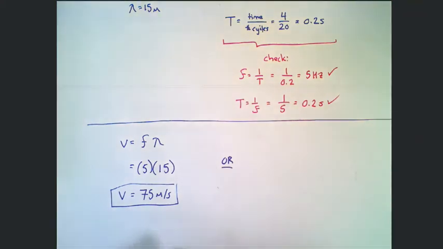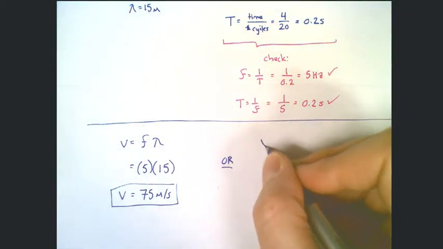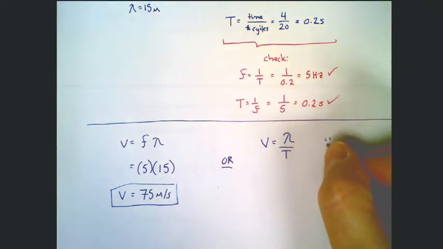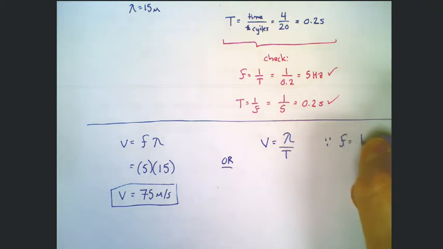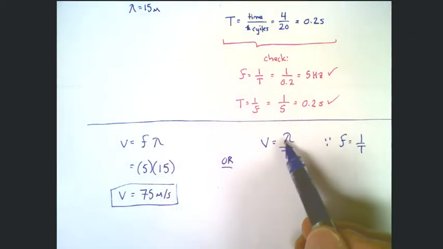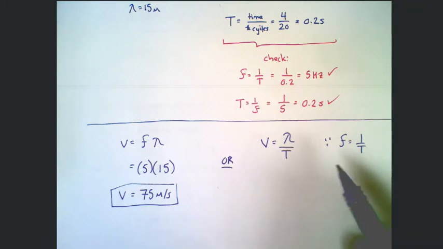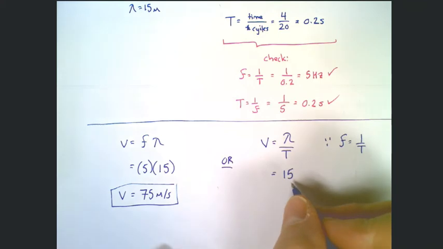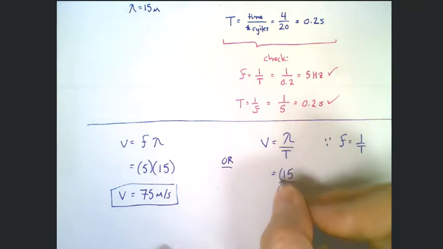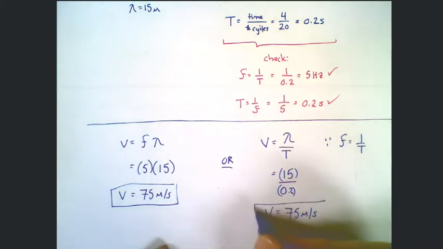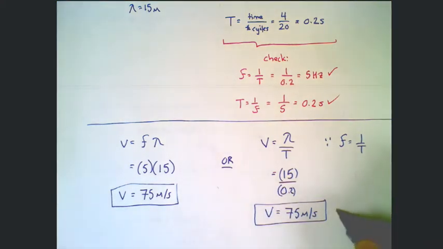Or another version of this is v equals lambda over T, since f equals 1 over T. So since frequency is 1 divided by T, I'm just replacing the frequency with 1 over T, and you get this equation right here. So that's 15 divided by 0.2, and you get a speed of 75 meters per second. Same answer.